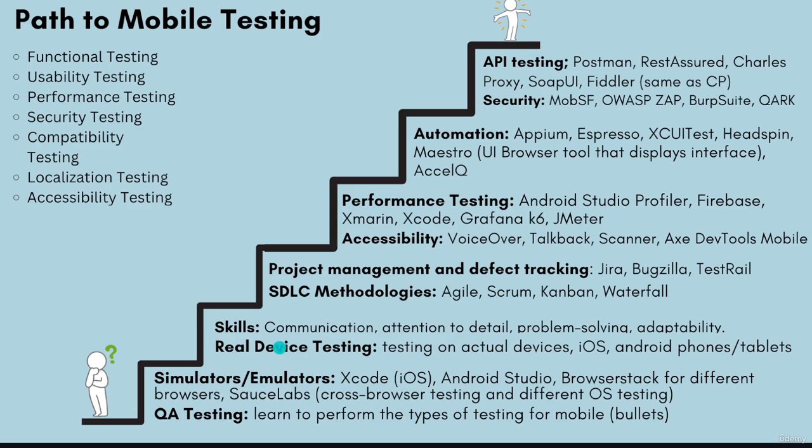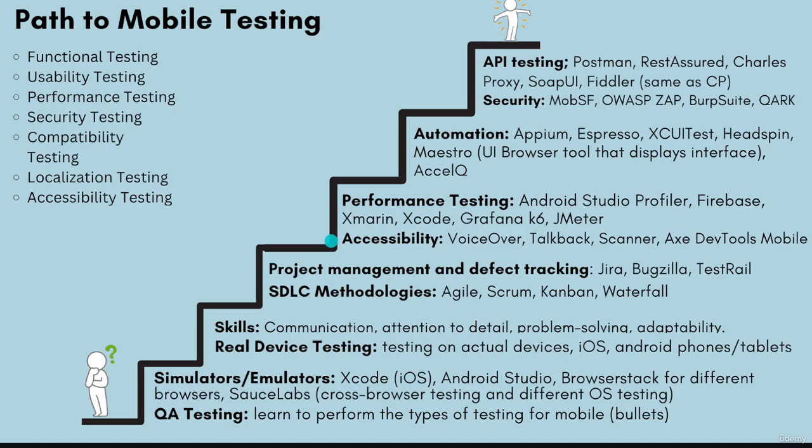Same skills as all the other ones: communication, attention to detail, problem solving, adaptability. Very important in mobile because, as you know, phones change every single year. So every single year you're going to have to be writing new tests to support new features and keep up with technology. Software development lifecycle methodologies: Agile, Scrum, Kanban, Waterfall. Gotta be familiar with that. With the project management and defect tracking tools: Jira, Bugzilla, TestRail, the most common.